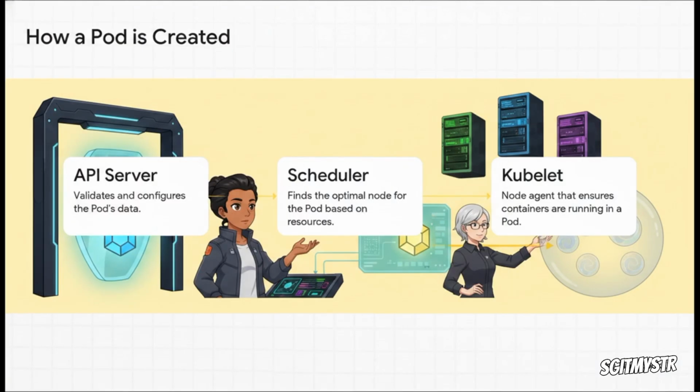Creating a pod isn't random, it's a carefully orchestrated process. First, your request hits the API server, which basically acts as the gatekeeper, making sure everything looks right. Once it gets the green light, the scheduler steps in. Its job is to play matchmaker, finding the absolute perfect worker node with just enough CPU and memory for your pod. And finally, the kubelet on that chosen node gets the command and makes it all happen, making sure your containers spin up and start running.